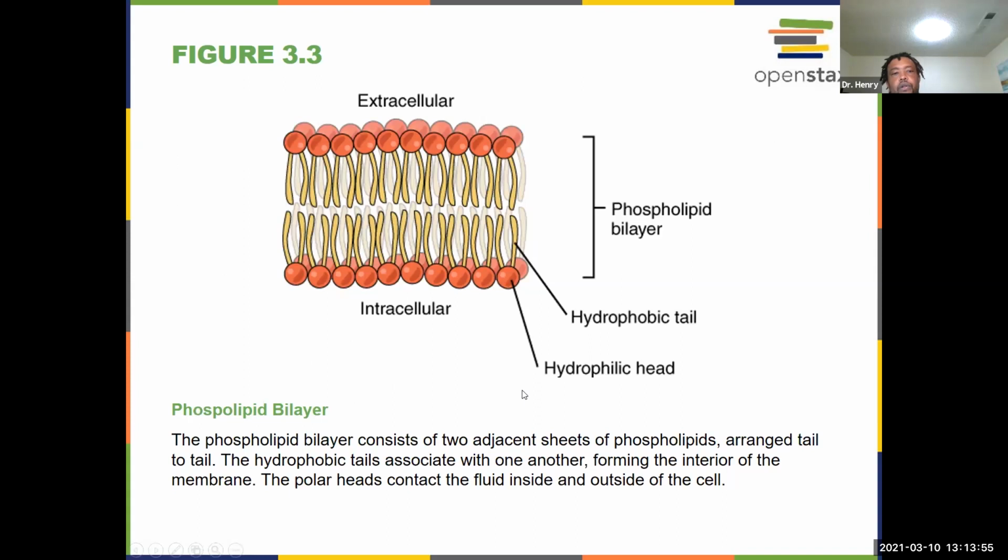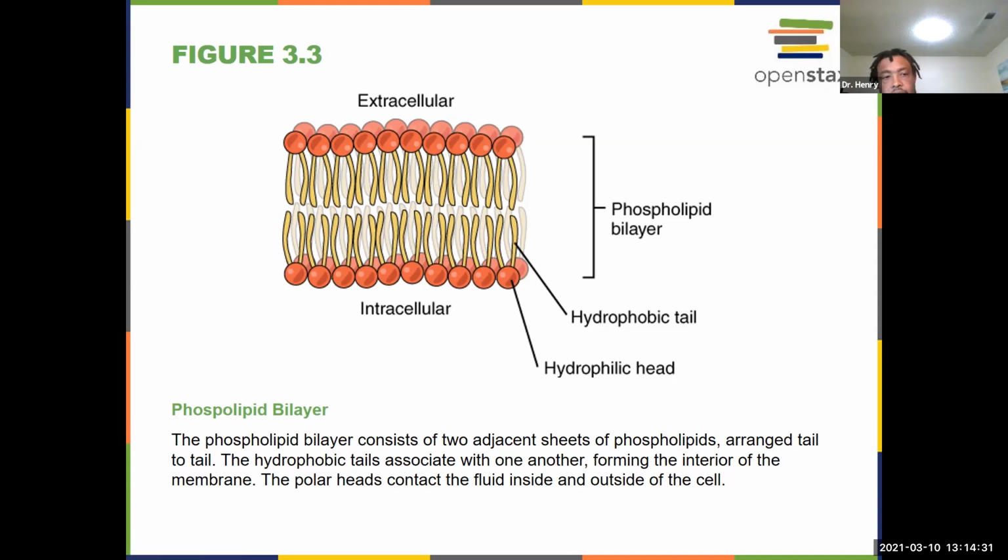So the cell membrane is, as I said, made up of phospholipids. The way it's organized is that the heads are going to be facing towards the liquid. So the extracellular fluid outside of the cell is going to be facing the polar head, or the hydrophilic head. And then the tails are going to be connected together. They're going to form what we call a phospholipid bilayer, meaning two layers of phospholipids.